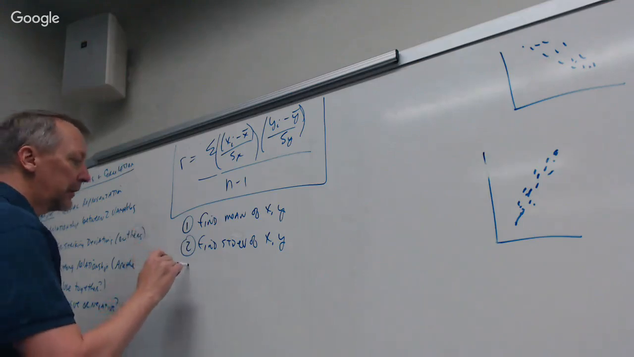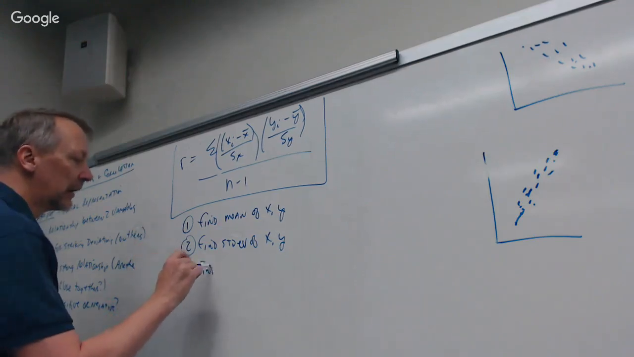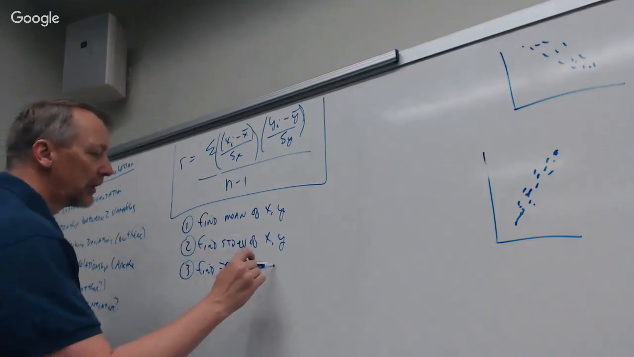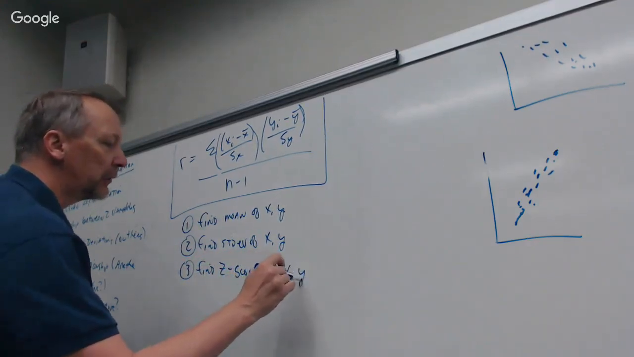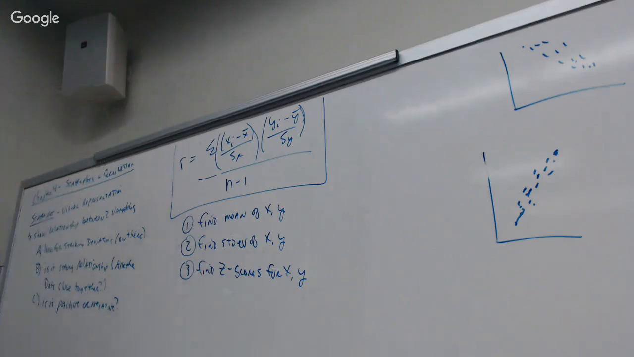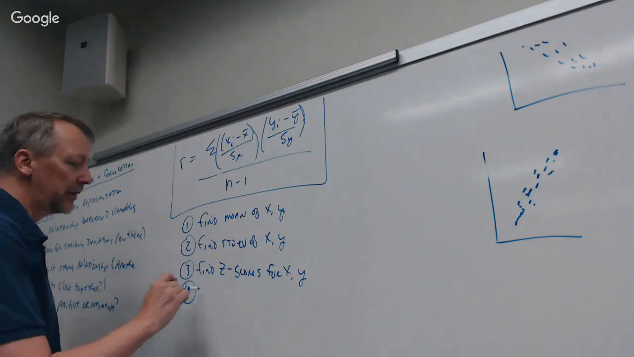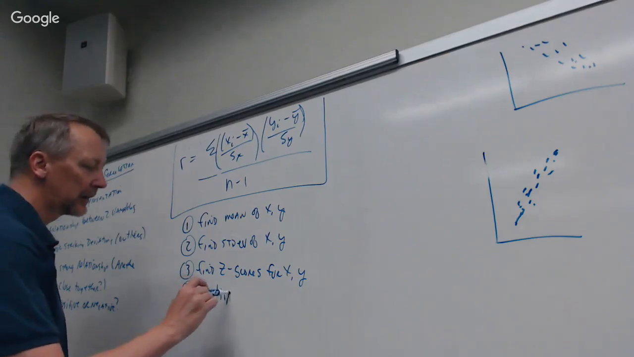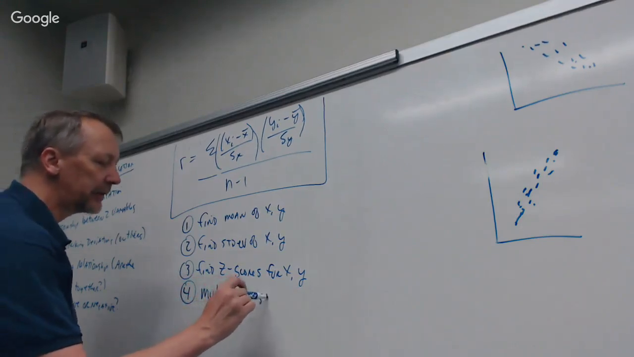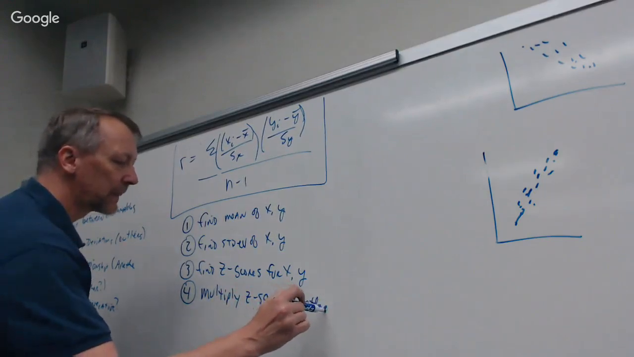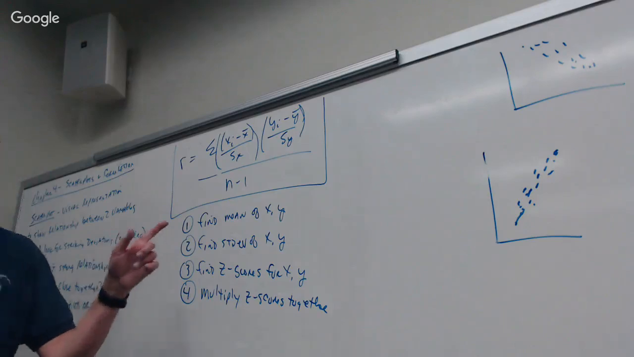I want you to find the z-scores for your x and your y. Number 4, I want you to multiply your z-scores together. Okay? So let's just make sure.